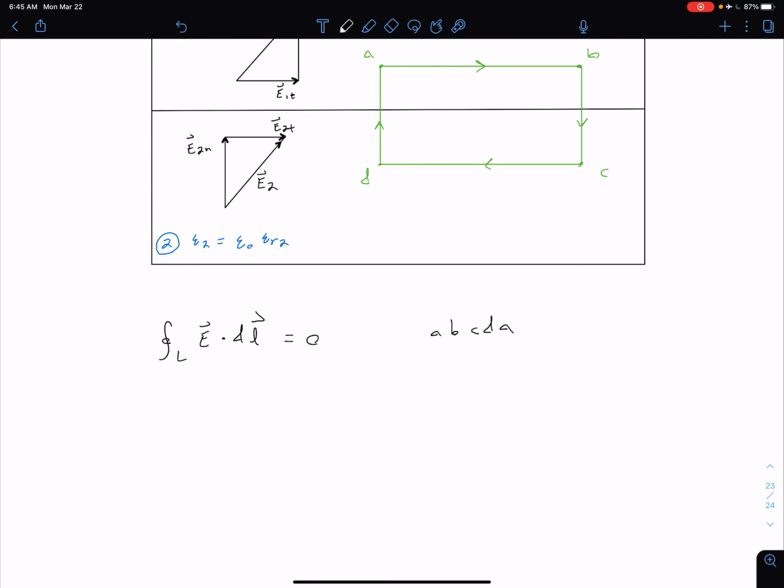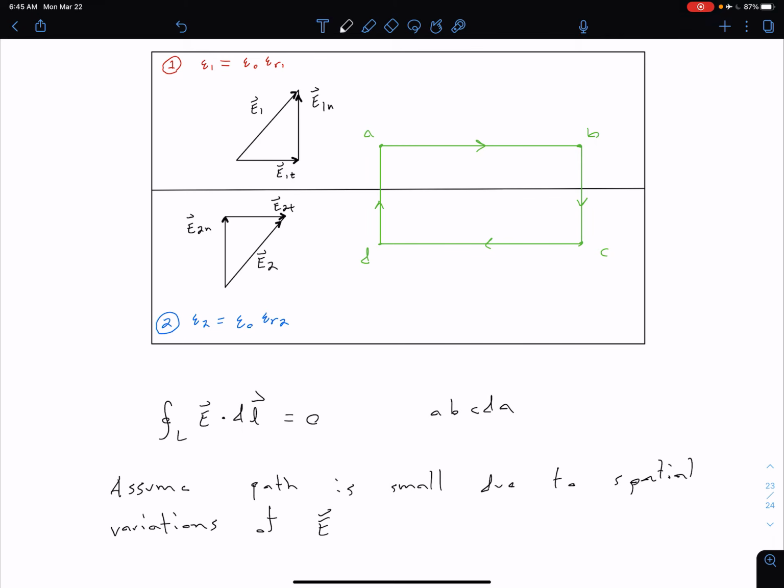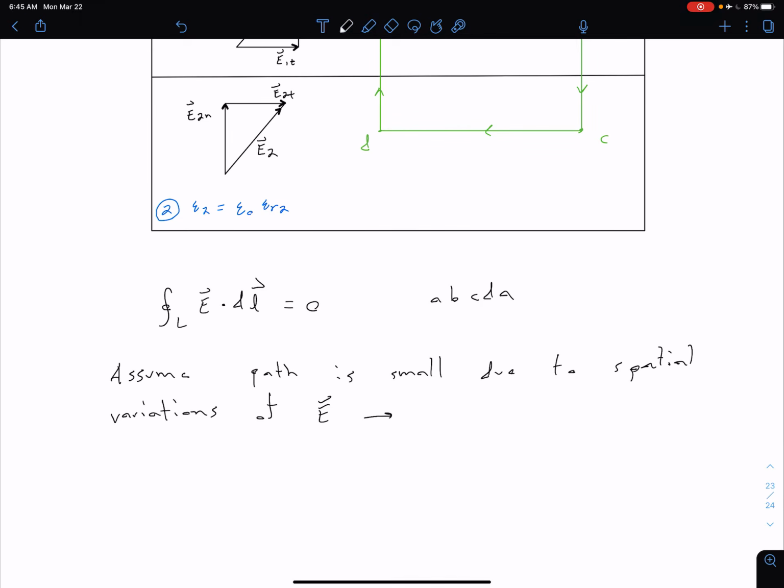One other thing we need to do to simplify here is let's assume that the path is small compared to spatial variations of E. So assume our path is small compared to spatial variations of our electric field. Ultimately what that means is that if we're going from A to B and that's a lot smaller than any spatial variation in E, then along that path our E is essentially constant and we can pull it out of the integral. So we can pull our constant E out of our integral.